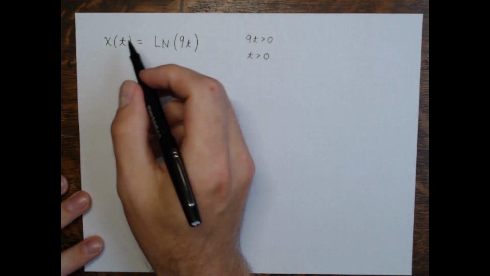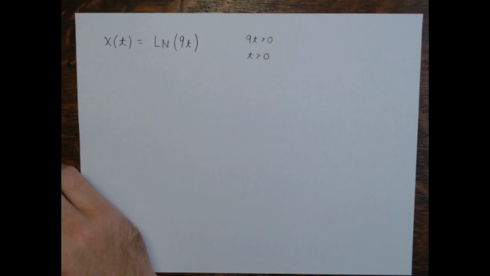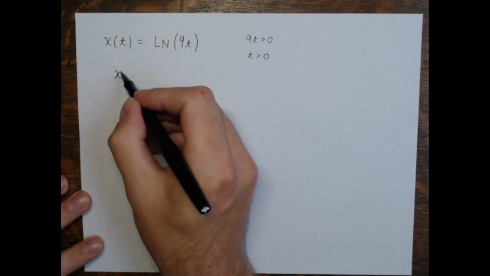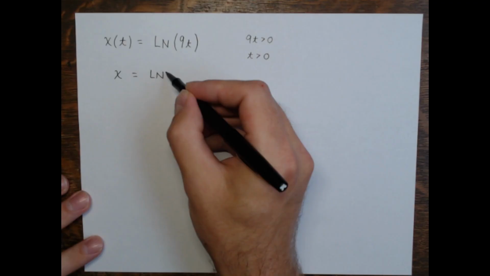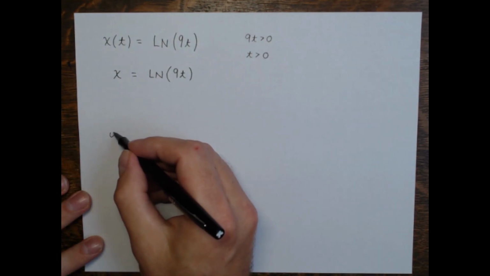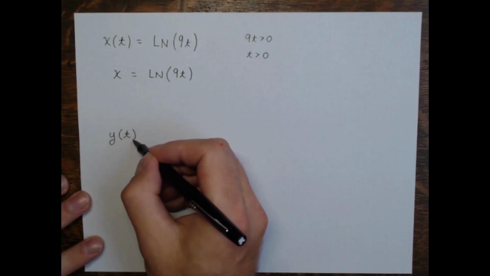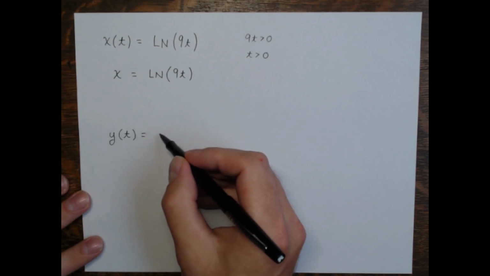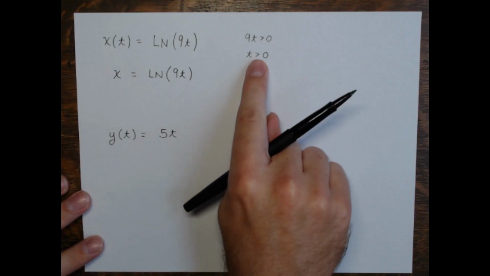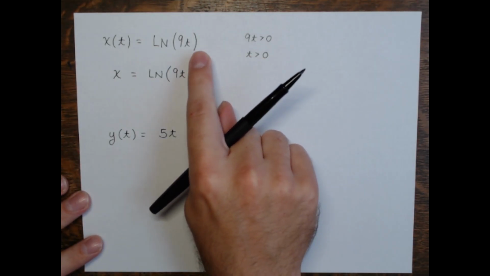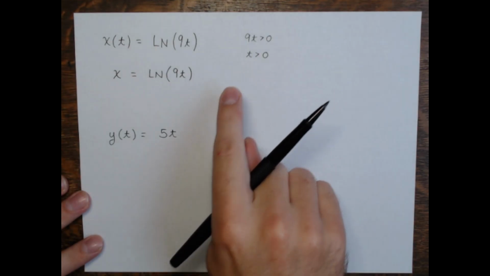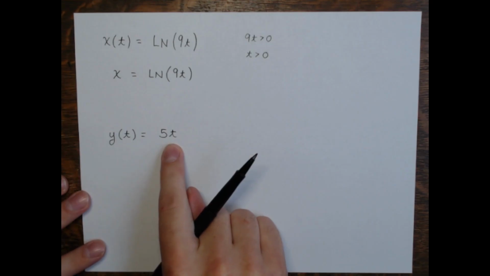Now for purposes of eliminating the parameter and writing a specifically rectangular equation for the curve, x of t is just simply the x coordinate, so I'm just going to write that as x equals the natural log of 9t. And then we're given the y coordinate of any location on our curve in terms of t as well. But this is just a linear equation, 5t. Again, we're still restricting our value of t to be positive, so that the x coordinate is real. And then for any positive value of t, of course, the y coordinate will be real as well.